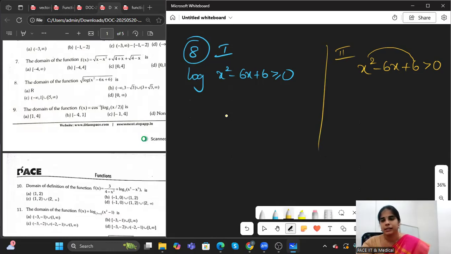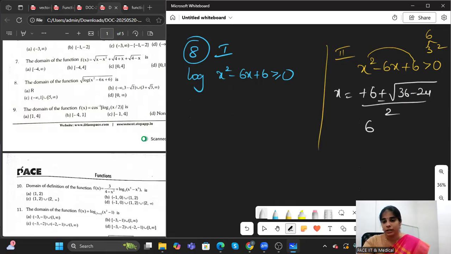So 6x, can you split this number? This is 3 and 2, you cannot get it. So if at all I go with x equal to minus b plus or minus all that, I am writing minus b plus or minus under root b square minus 4ac upon 2a. So that is 6 plus or minus under root 12 upon 2. That 12 can be split like 4 into 3.